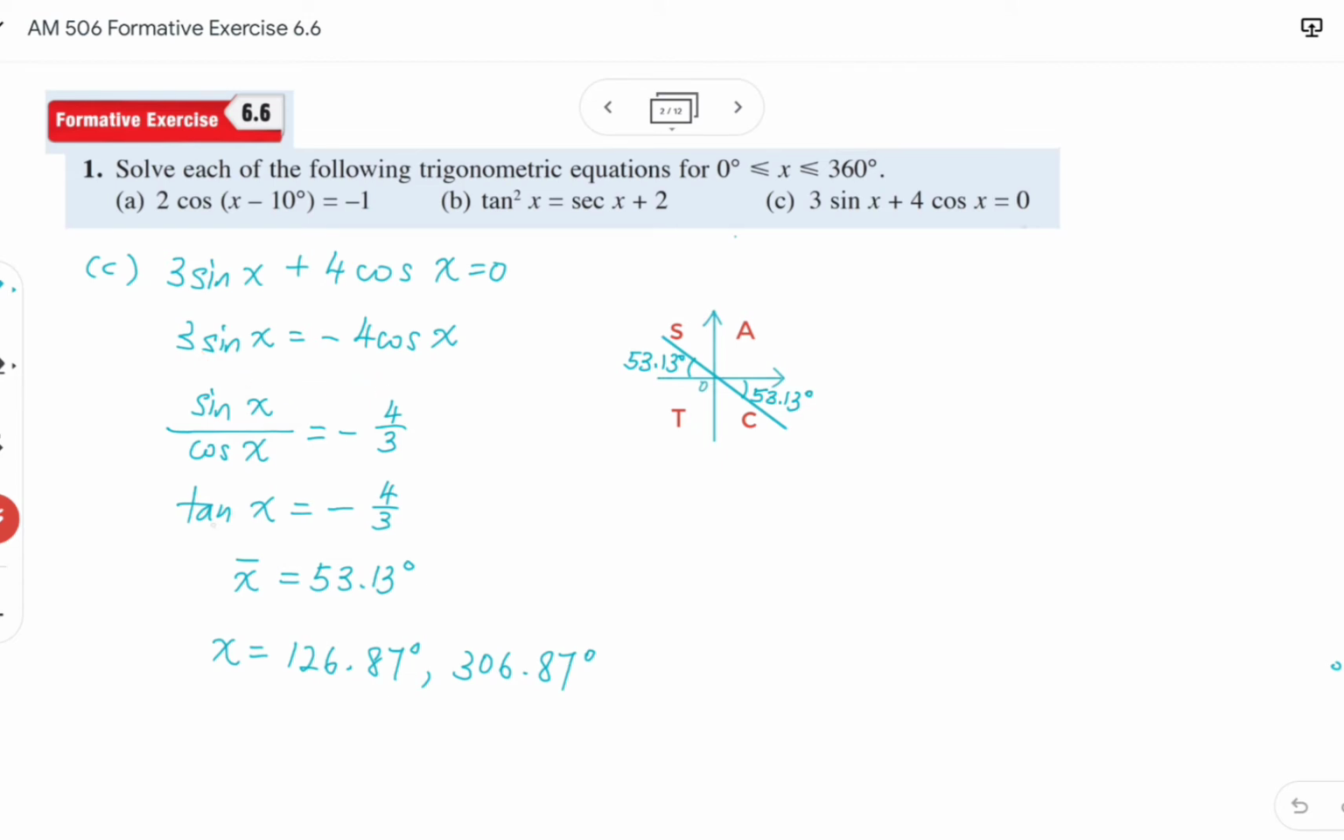So we get tangent x equals negative 4 over 3, where the reference angle will be 53.13 degrees, and tangent is negative in quadrant 2 and quadrant 4. Put in the reference angle of 53.13 degrees, measured from the x-axis, and we get the angles for x as 126.87 degrees and 306.87 degrees.